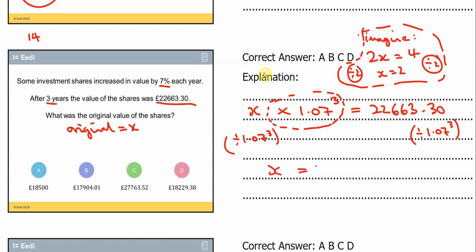So x equals 22663.30 divided by 1.07 to the power of 3. And this is why we have calculators. The key is just having confidence to set up the equation with algebra, and then having confidence in your algebra skills, even if the numbers are horrible, that you're comfortable with it.